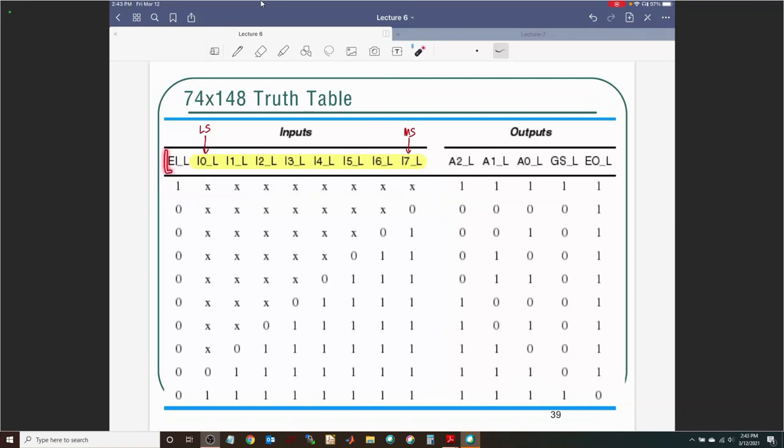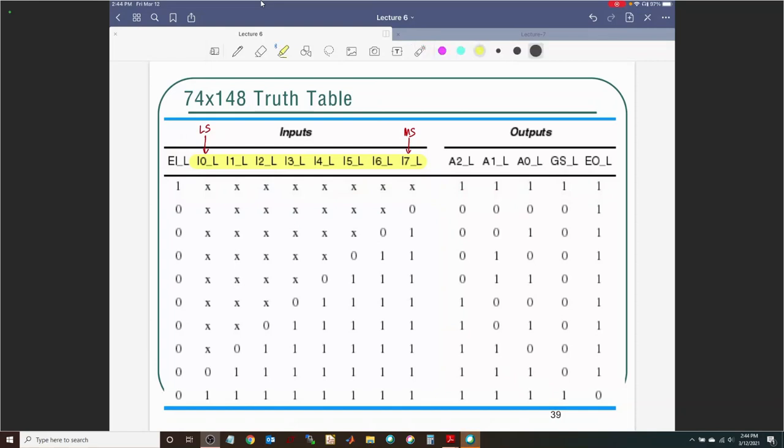All right, so the enable input is active low. It is 1 for the first row, which essentially means the encoder is disabled. If it is disabled, then no matter what you get on the inputs, you are going to encode that as all outputs being inactive. You didn't get anything, and don't enable the enable output. So that's when the chip is disabled.